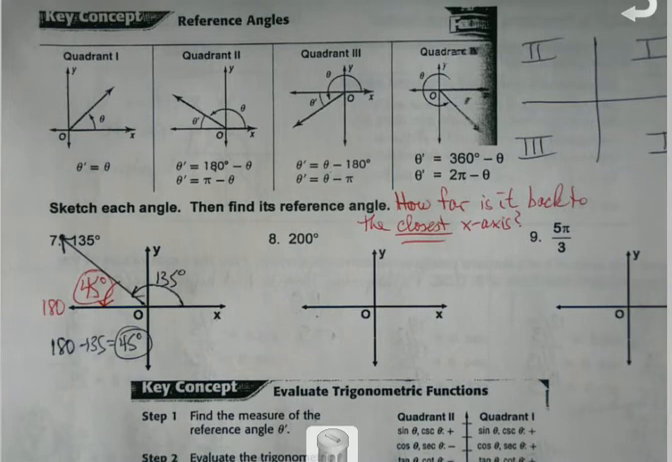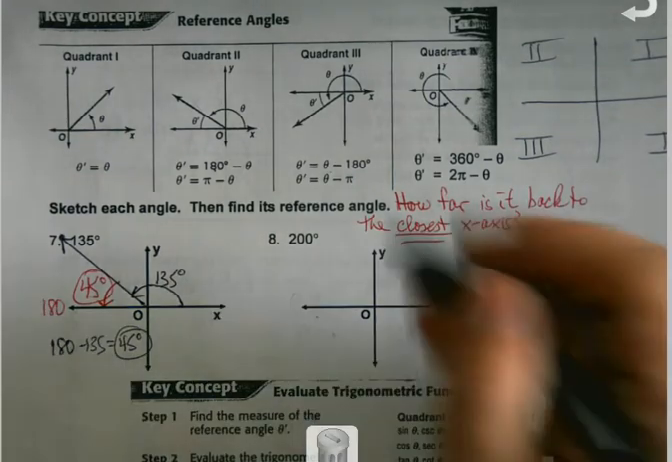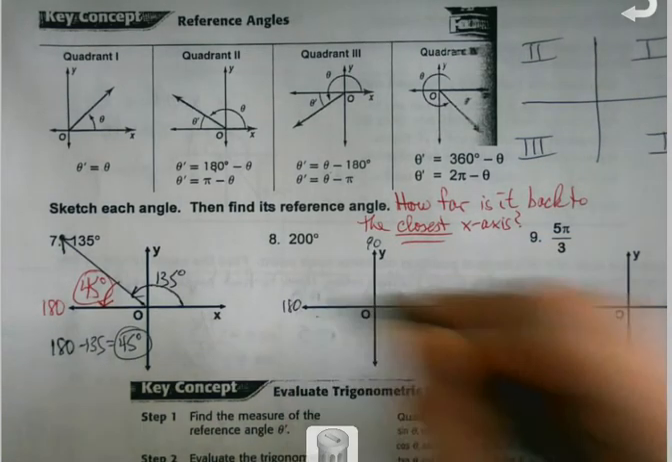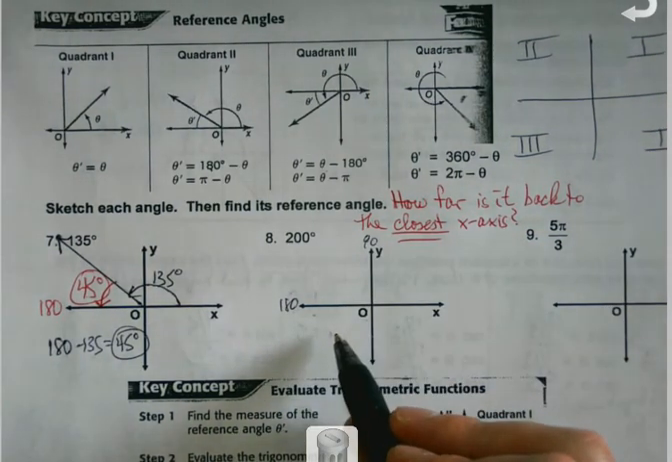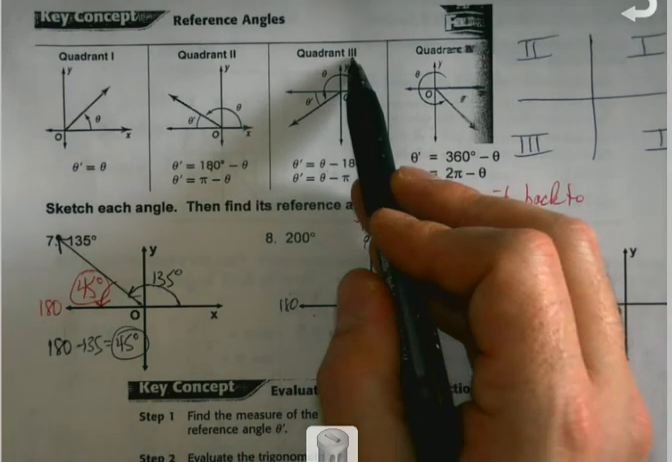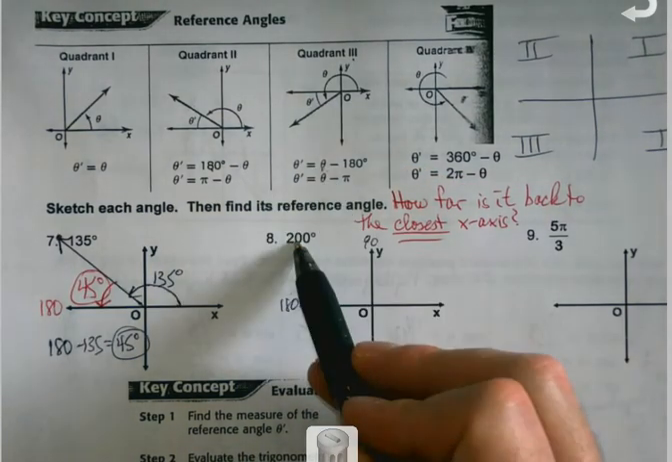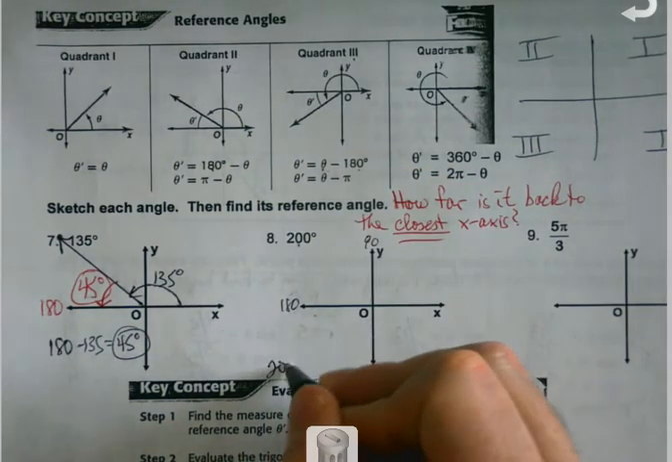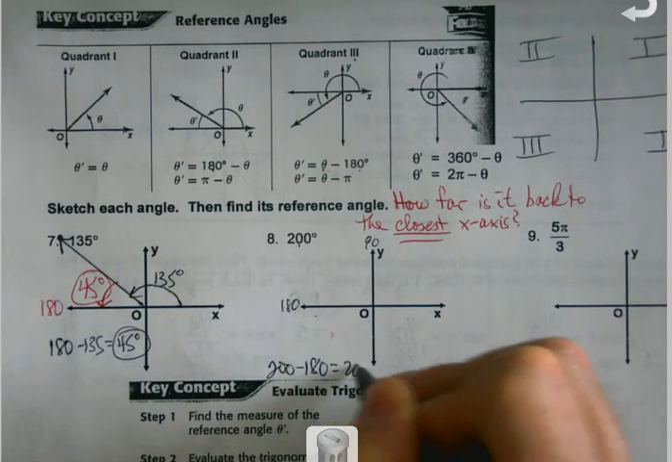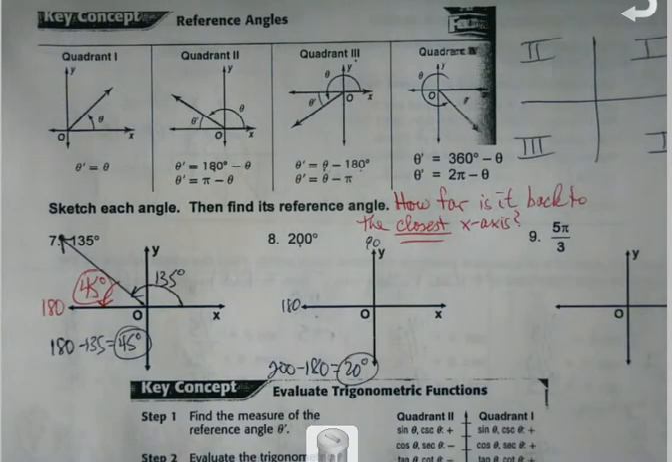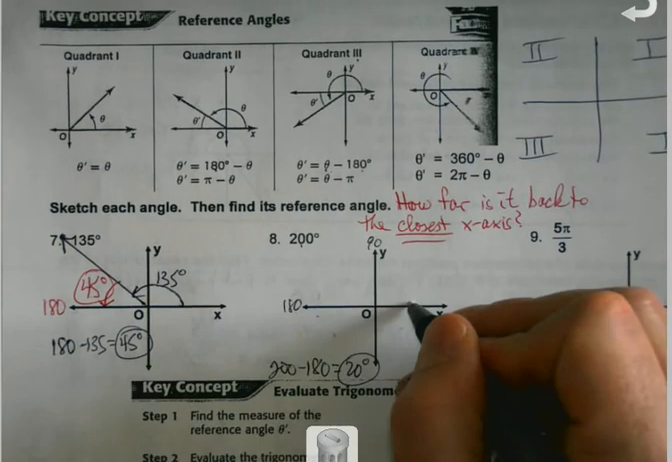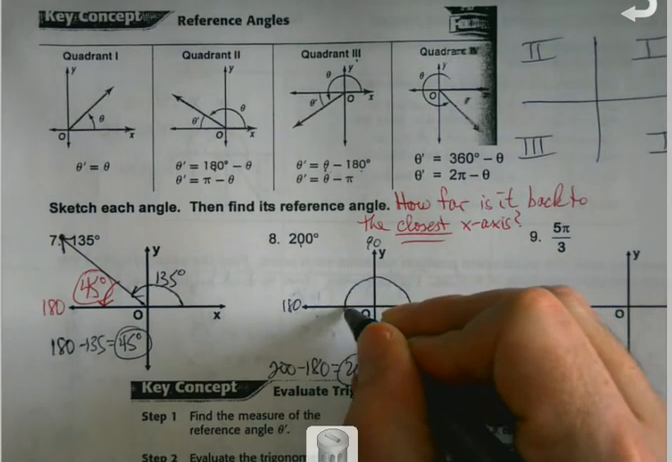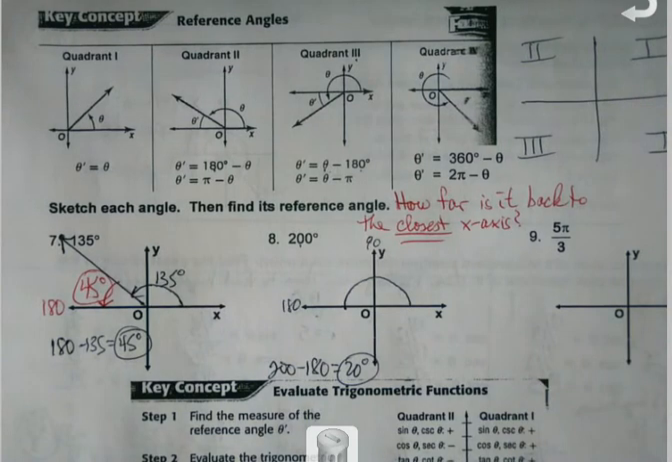So you're like, okay, let's test that theory out before we sketch the next angle. 200 degrees. Okay, so 90, 180. 200 degrees is going to be in the third quadrant somewhere. So if we're in quadrant 3, you take your angle measure minus 180. So 200 minus 180 is 20. Let's see if it works when we graph it. So I go to start graphing, and I get to 180. How many more do I need to get to 200? I need another 20.